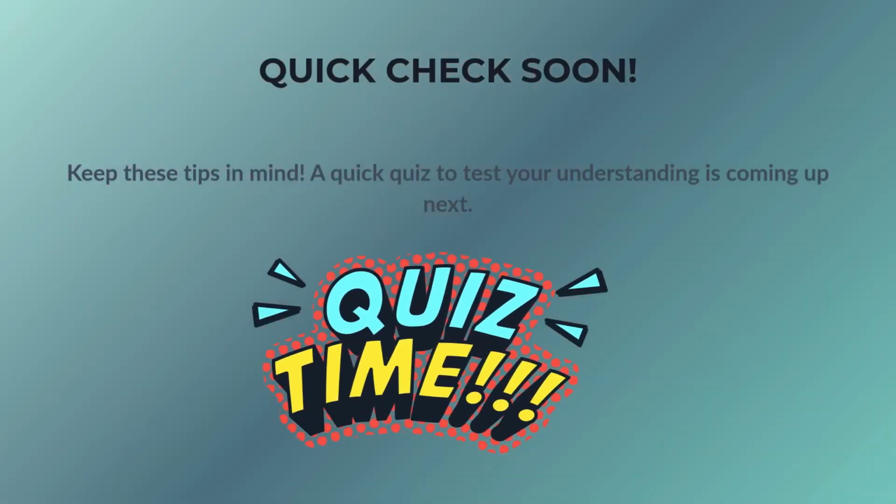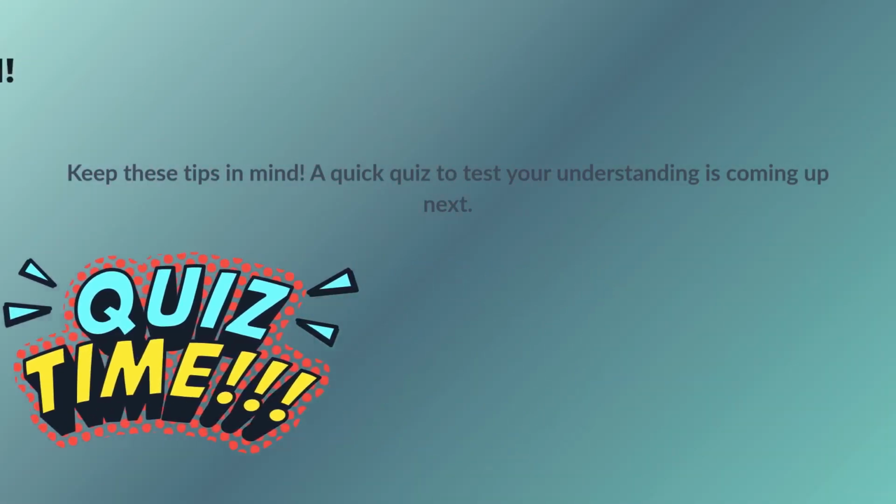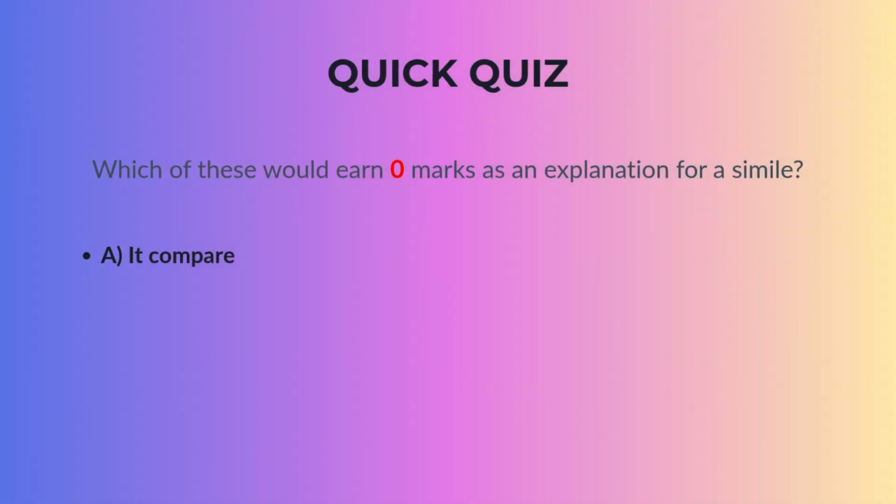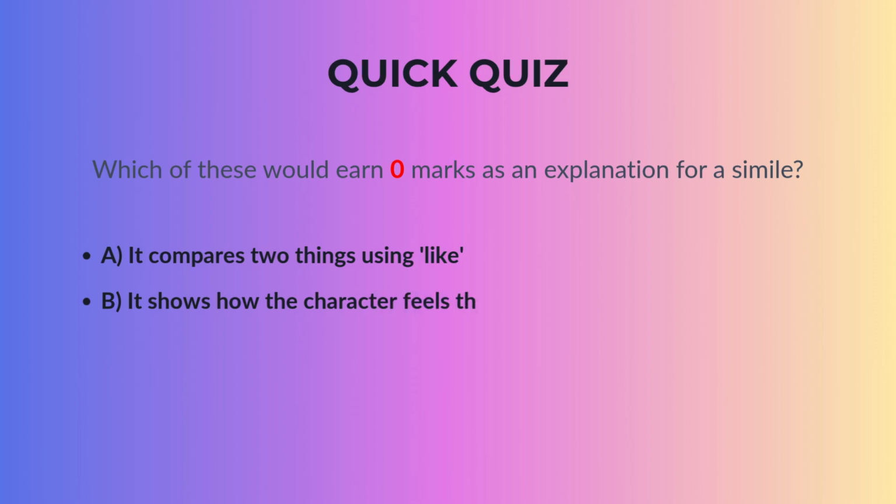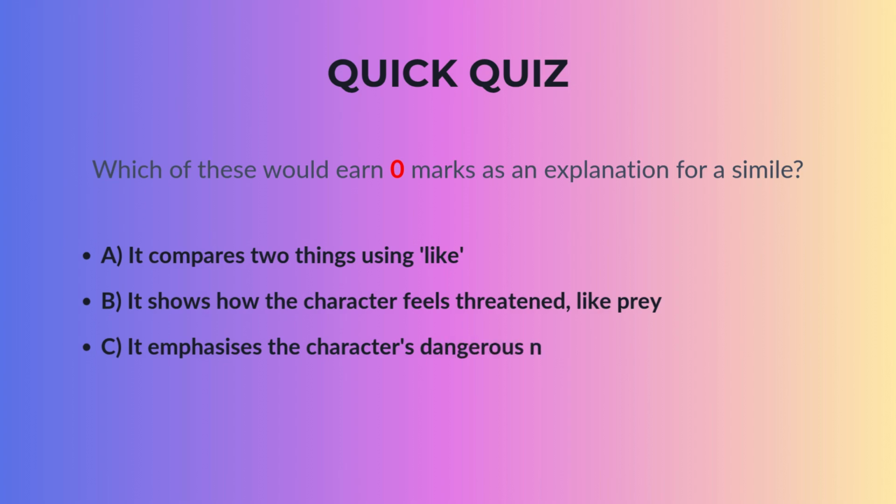Now let's do this quick quiz. Which of these would earn 0 marks as an explanation for a simile? A. It compares 2 things using "like". B. It shows how the character feels threatened like prey. C. It emphasizes the character's dangerous nature by comparing him to a predator.